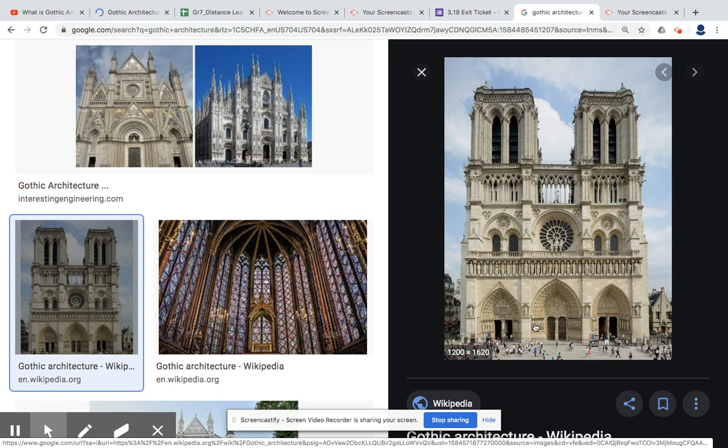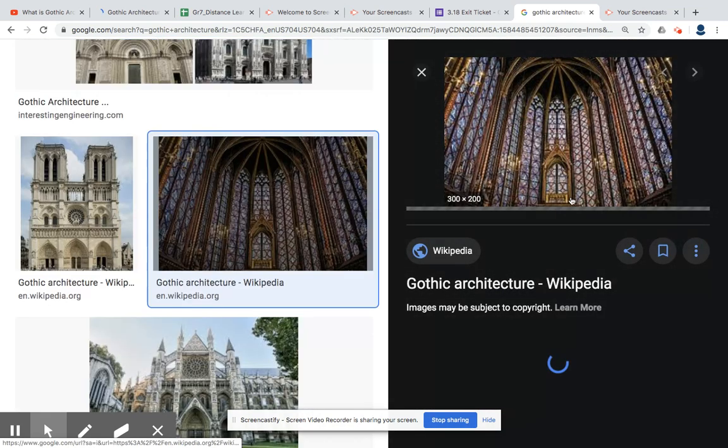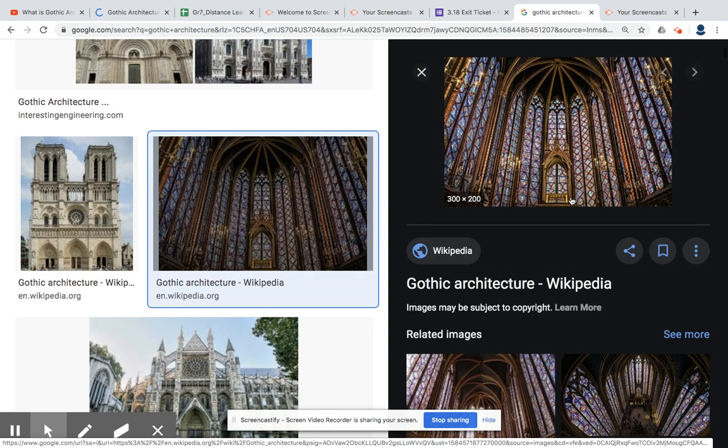Another telltale sign of Gothic architecture is the use of windows. Gothic churches have a lot of windows. You can't see that many in this one, but they're probably on the side, maybe. This is inside a Gothic church. A lot of windows, a lot of light. It kind of reaches towards the heavens, gives it a heavenly look.